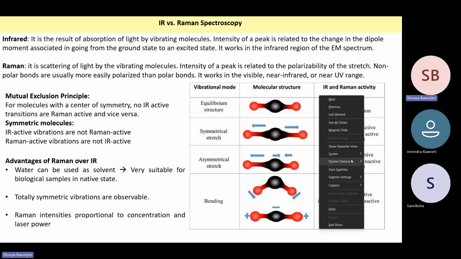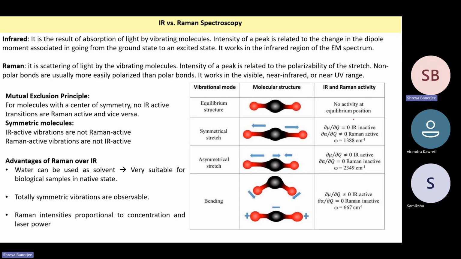So IR will be inactive. But if there is an asymmetric stretching, like it is stretching more in this direction, it is stretching less in this direction, then there is a change in the dipole moment of the molecule, IR will be active. And you can just remember a rule called the mutual exclusion principle, which is saying that for a symmetric molecule, when IR is active, Raman will be inactive and vice versa.